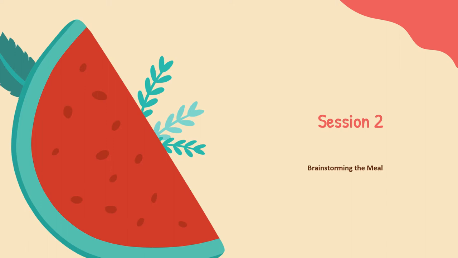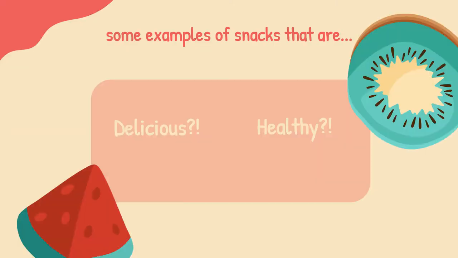They might think that potato chips are a perfect meal. That's okay at this point. We're going to dig much, much deeper and they're going to have a chance to really refine that meal based on new things that they learn. So again, we're having them think about what delicious means. What does healthy mean? What are some examples of snacks that are delicious? What are examples of snacks that are healthy?